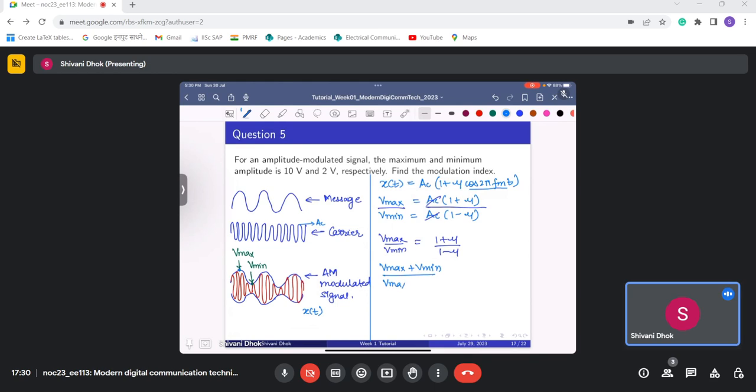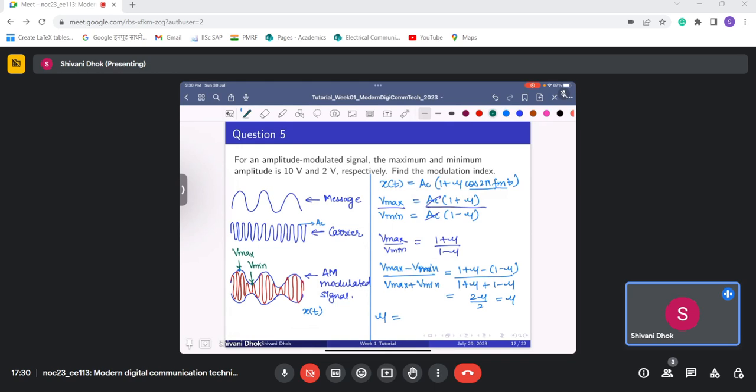So we can do some calculations, and for this mu, what we have is Vmax minus Vmin upon Vmax plus Vmin, which is equal to 1 plus mu minus 1 minus mu upon 1 plus mu plus 1 minus mu, which is 2 mu by 2, which is equal to mu. So using this formula, the modulation index mu can be obtained as Vmax minus Vmin upon Vmax plus Vmin.